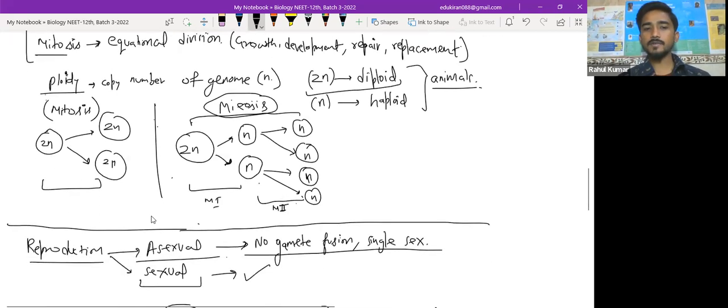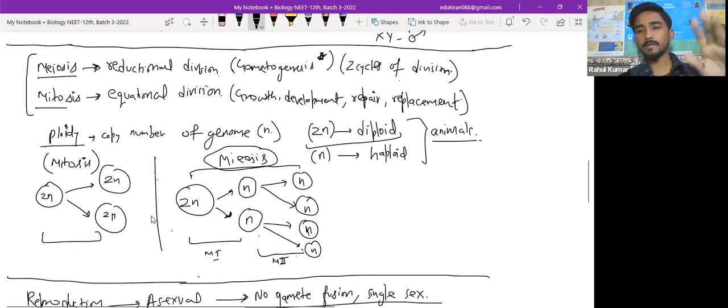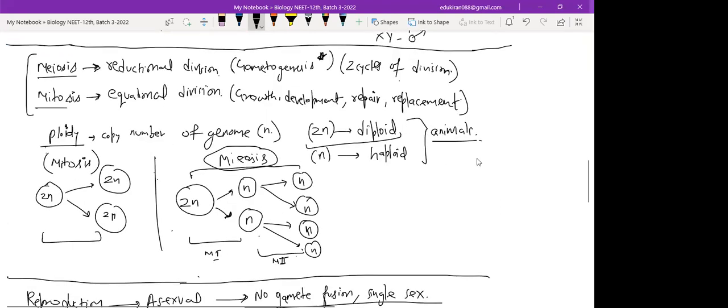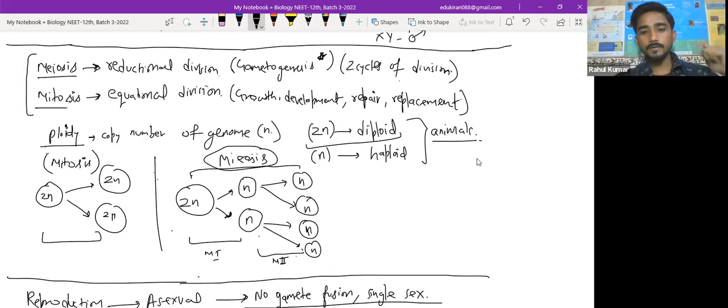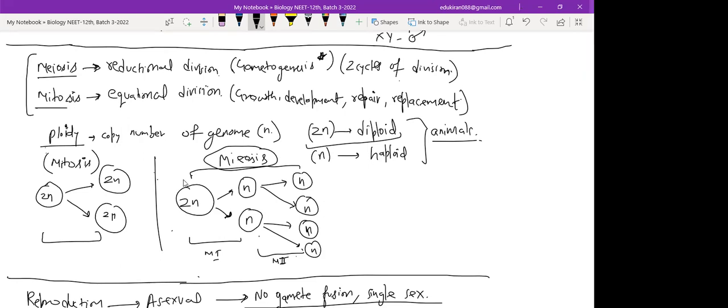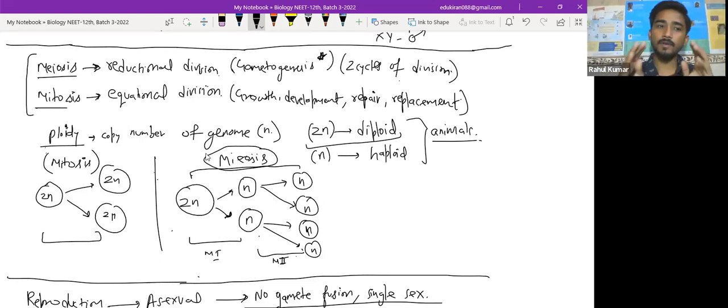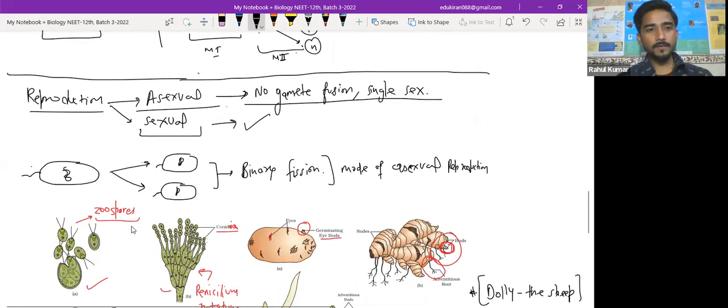And how many cycles of division are there in meiosis and mitosis? There are 2 in meiosis. So there are 2 division cycles in one meiotic cycle, and in mitosis there is only 1. Correct. Then we started with reproduction.